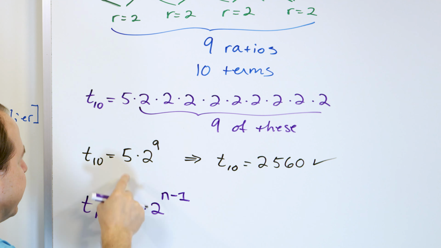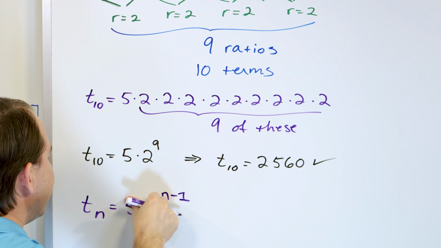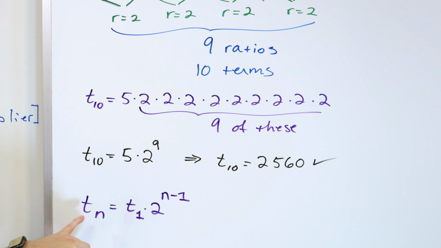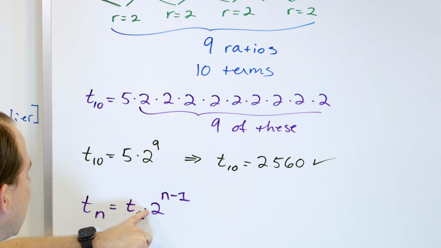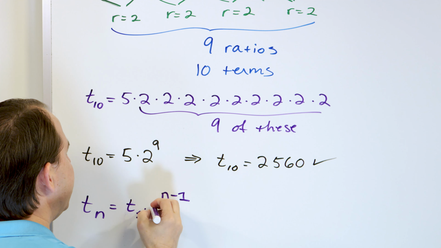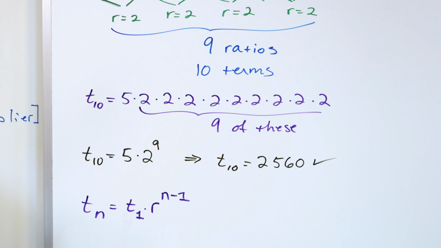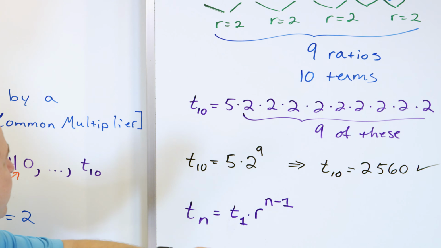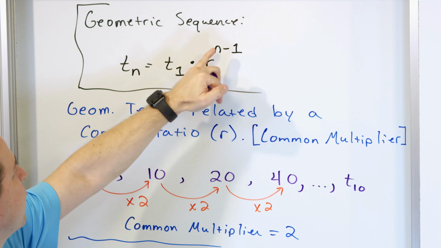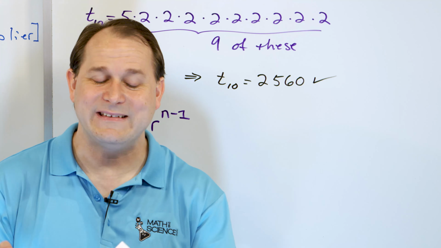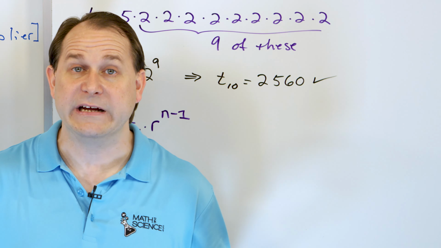And this is 5, of course. So let me replace 5 with t sub 1. We'll make it general, okay? So we'll say that the nth term of any geometric sequence is equal to the first term of the sequence times, and instead of 2, let's replace that with whatever the common ratio for that sequence is. So t1 times r to the n minus 1 power. This is exactly what the geometric sequence formula is, and this is why the equation is what it is.